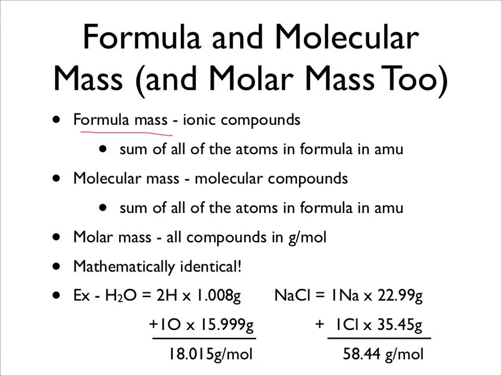What you do is you just take all of the masses from the periodic table and you sum them together. So for example, for H2O, you take two hydrogen at 1.008 grams plus one oxygen at 15.99 grams, and you add that all together. For sodium chloride, you take one sodium and one chlorine, 22.99 grams for sodium and 35.45 grams for chlorine, and you get 58.44 grams per mole. These would be the exact same in AMUs if they were molecular mass for the water and formula mass for the sodium chloride. Mathematically identical. You just sum up all the masses. The units are the only thing that changes. If you want AMUs, put AMUs on the unit. If you want grams per mole, write grams per mole.